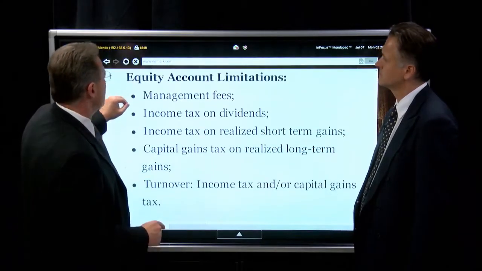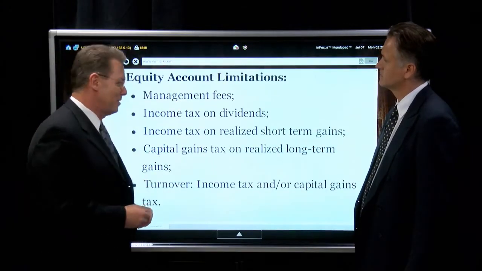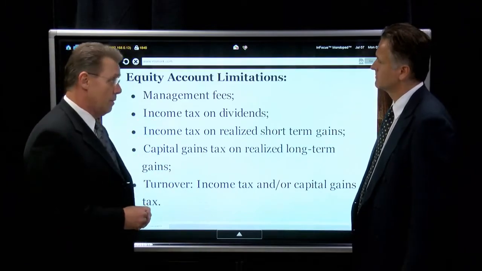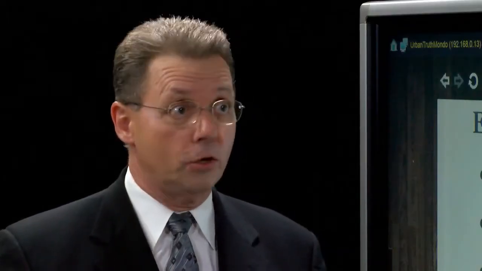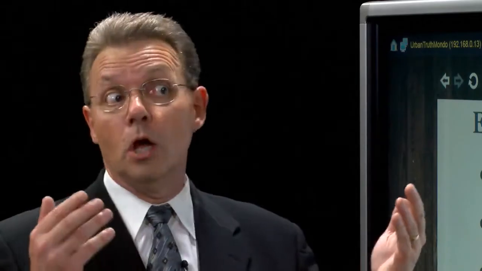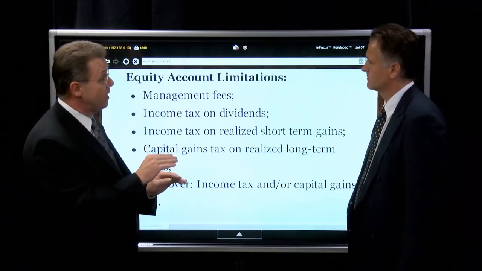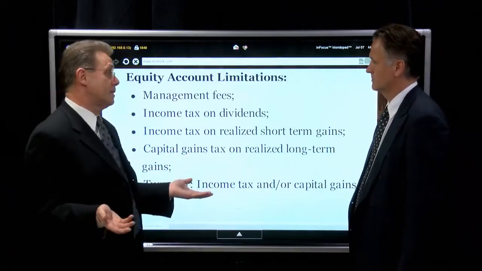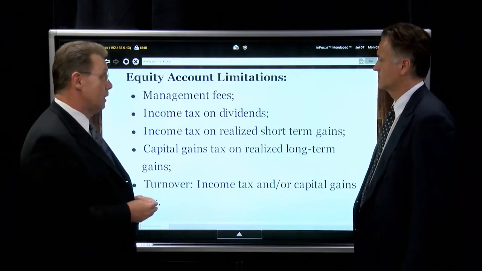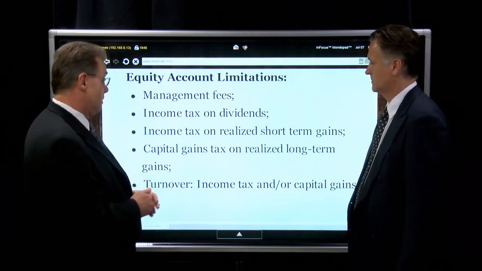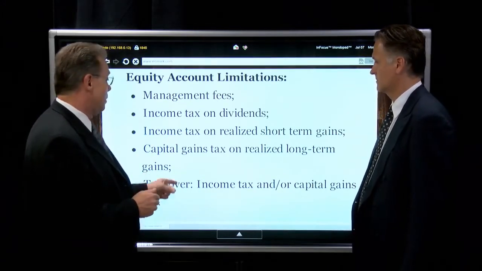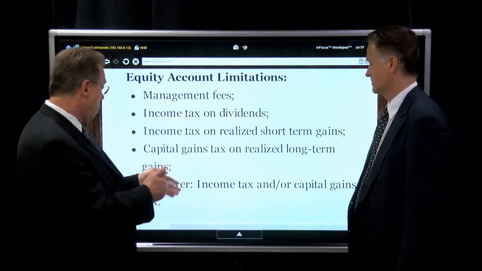I want you to look at some of the equity account limitations, as we call them. You have management fees. Whatever the IRA is charging could be his fee. We have the normal fund fee itself. And keep in mind, most fund fees have an undisclosed statement of additional information. Those are some of the numbers we have to look at. Then, of course, we're looking at income tax on dividends, income tax on realized short-term gains, capital gains on unrealized long-term gains, and turnover, income tax or capital gain tax.